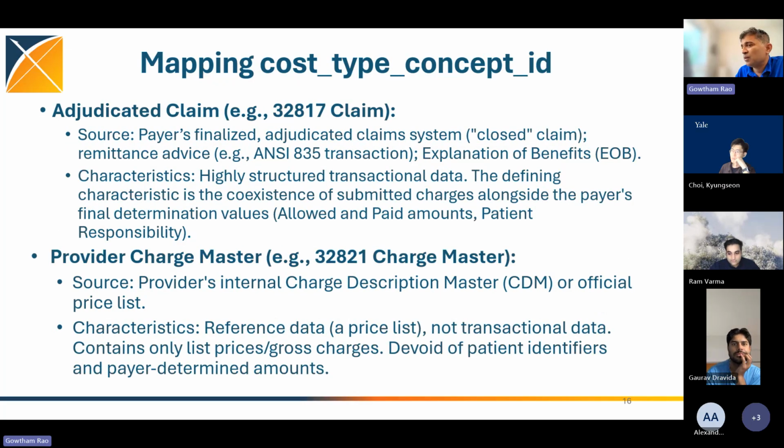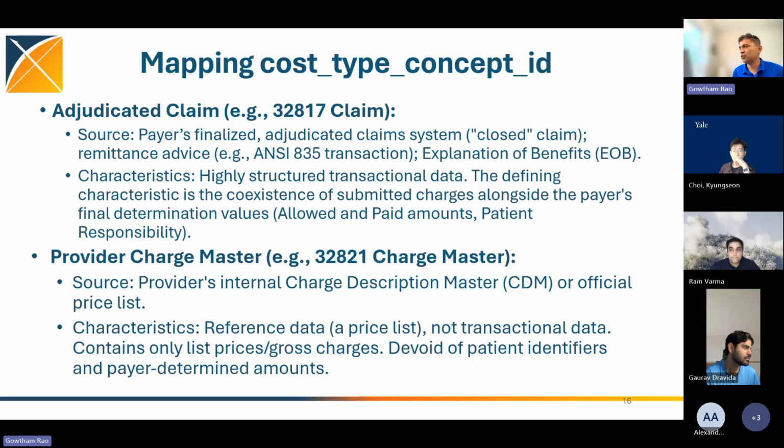Type concept ID. So we did the cost concept ID. Now we're going to go to the provenance. So any questions of this before? Okay, we got 3 more minutes. All right.